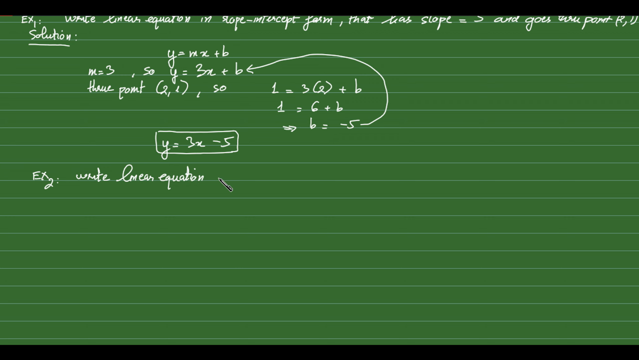Linear equation in slope-intercept form that goes through 2 points. So in the first example, they gave you only 1 point. Now it goes through 2 points.